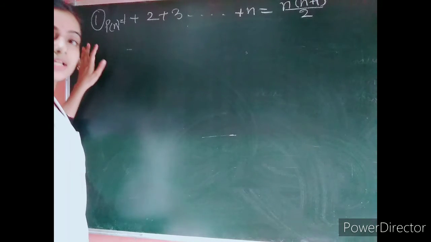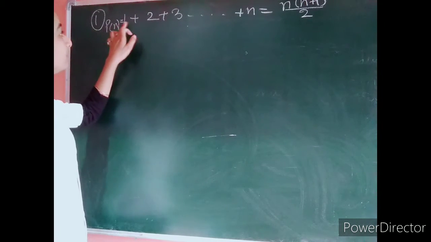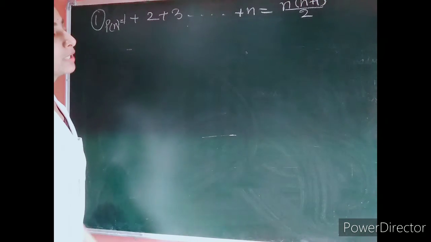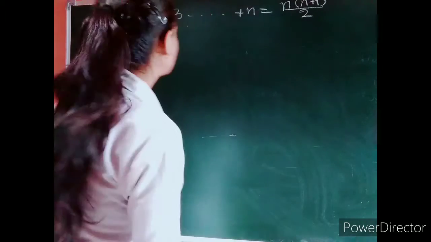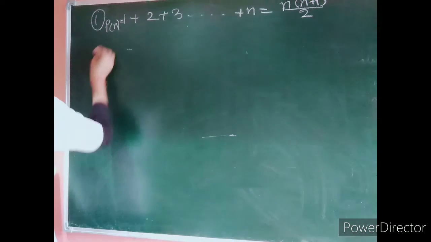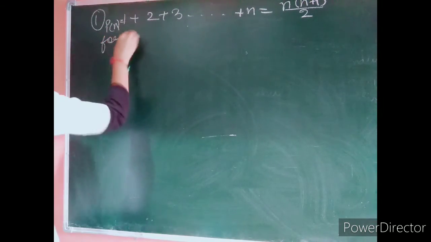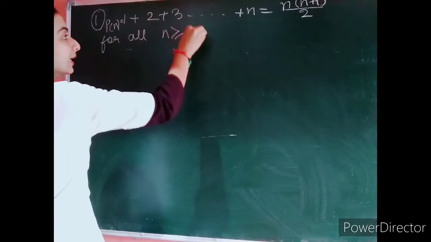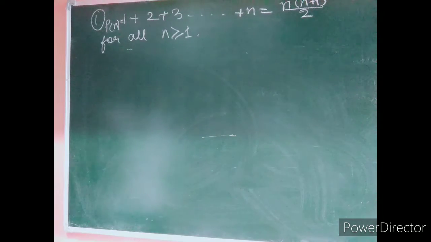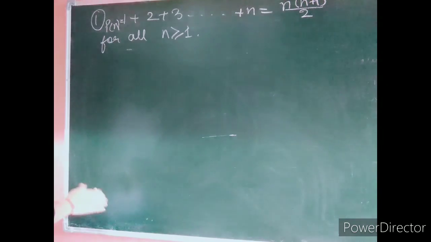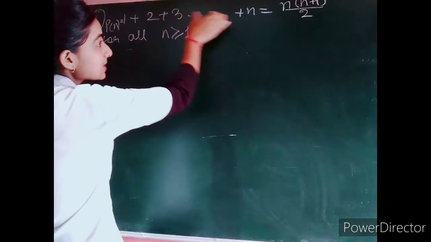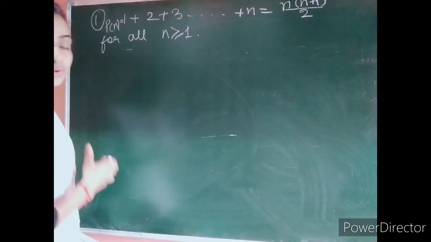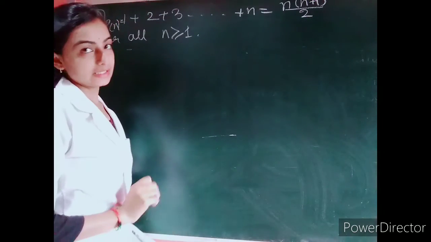We will prove this. Pn is equal to 1 plus 2 plus 3 up to n is equal to n into n plus 1 upon 2, for all n greater than 1. Earlier we have proved that this is equal to this, but now we will prove it by mathematical induction.